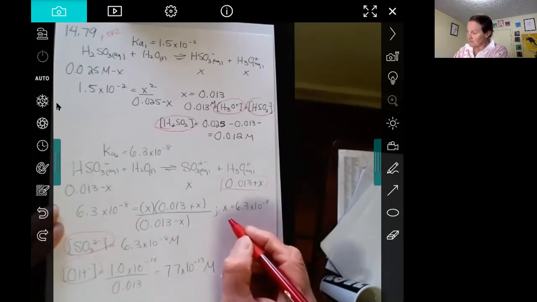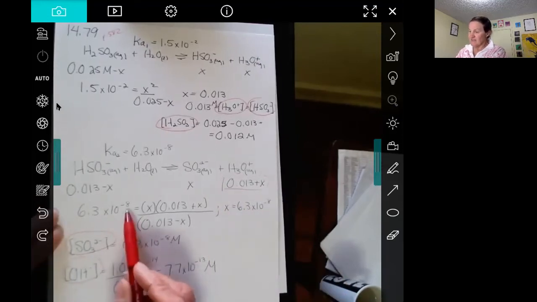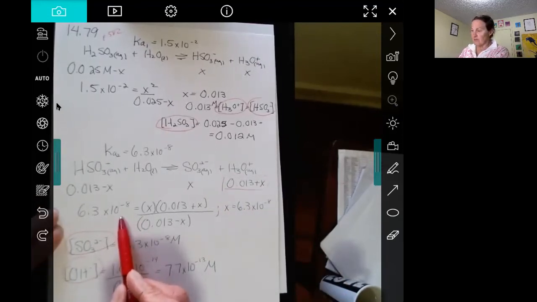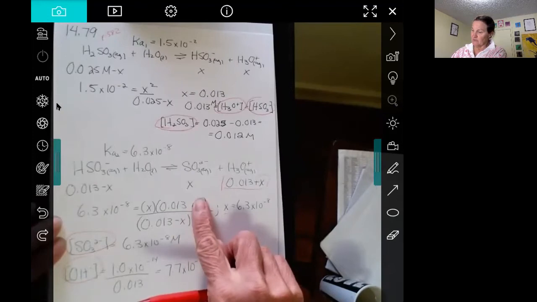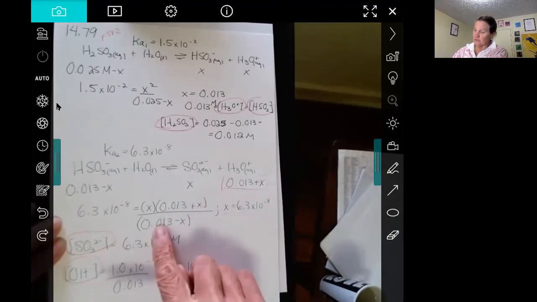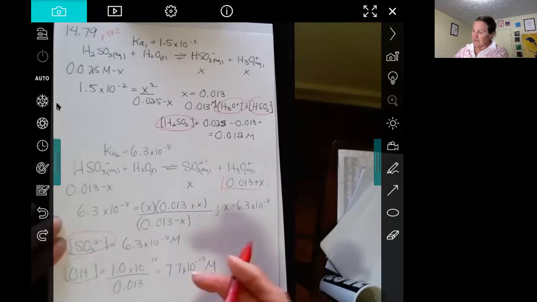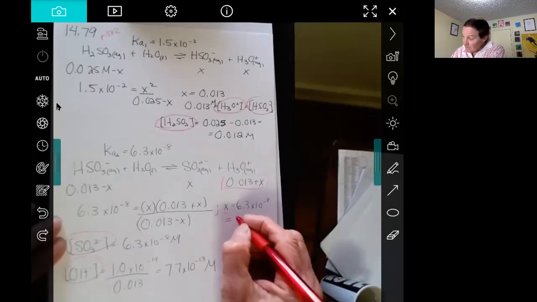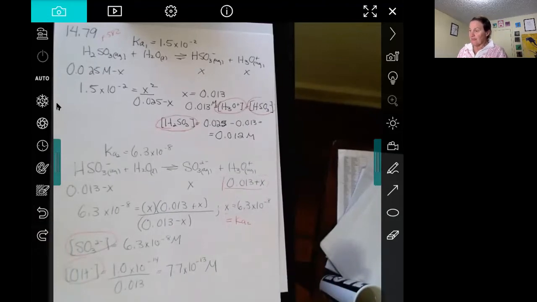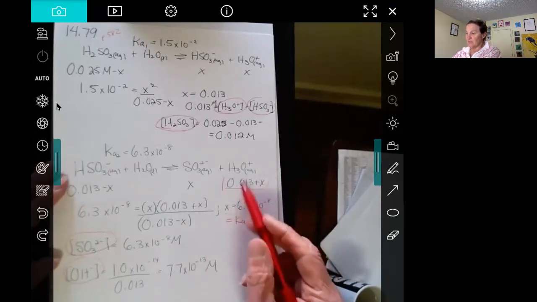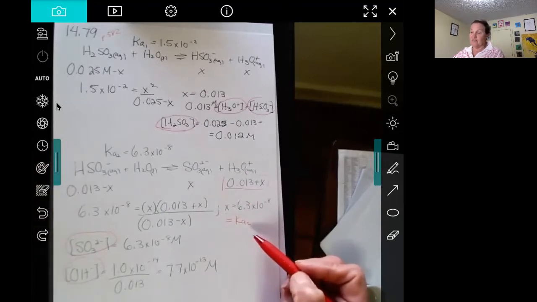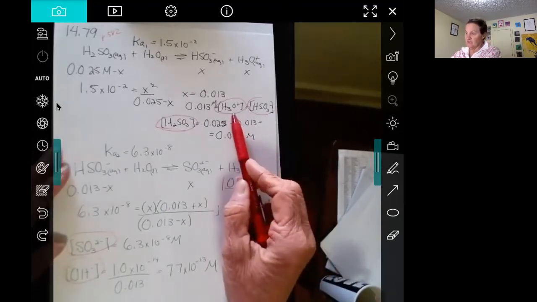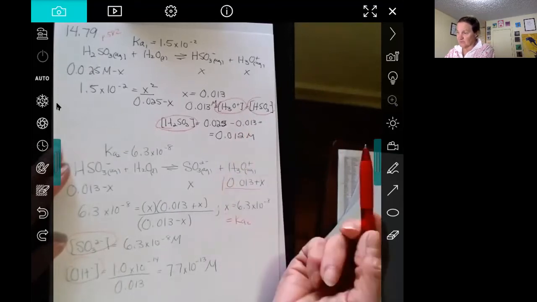And when you do this, you can do it really easily because this is really small. This is a very small Ka. So the way I solved this problem was I said X is small relative to 0.013. So then 0.013 over 0.013 is 1. And so X is really equal to Ka2, if you notice. And then when you think about that, X is the amount of H3O plus that was added to the solution by the second dissociation. Now I can go back and confirm that that's a good assumption that all the H3O plus comes from the first dissociation.